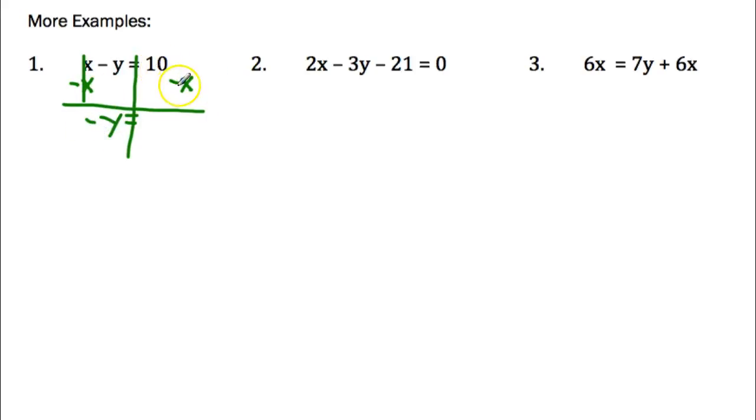Over here, I have 10 and a minus x. These are not like terms, so I need to write them down. Remember, the x comes first, and then there's a positive 10.